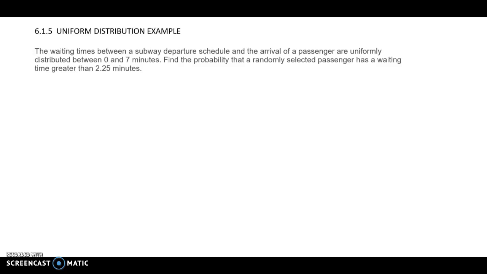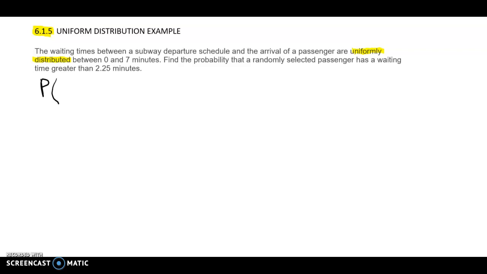Hello, in this video we're going to look at an example regarding uniform distribution, and the question code on this is 6.1.5. It reads, the waiting times between a subway departure schedule and the arrival of a passenger are uniformly distributed between 0 and 7 minutes. That's how we know this is a uniform distribution problem, because of that wording, uniformly distributed. We're asked to find the probability that a randomly selected passenger has a waiting time greater than 2.25 minutes.